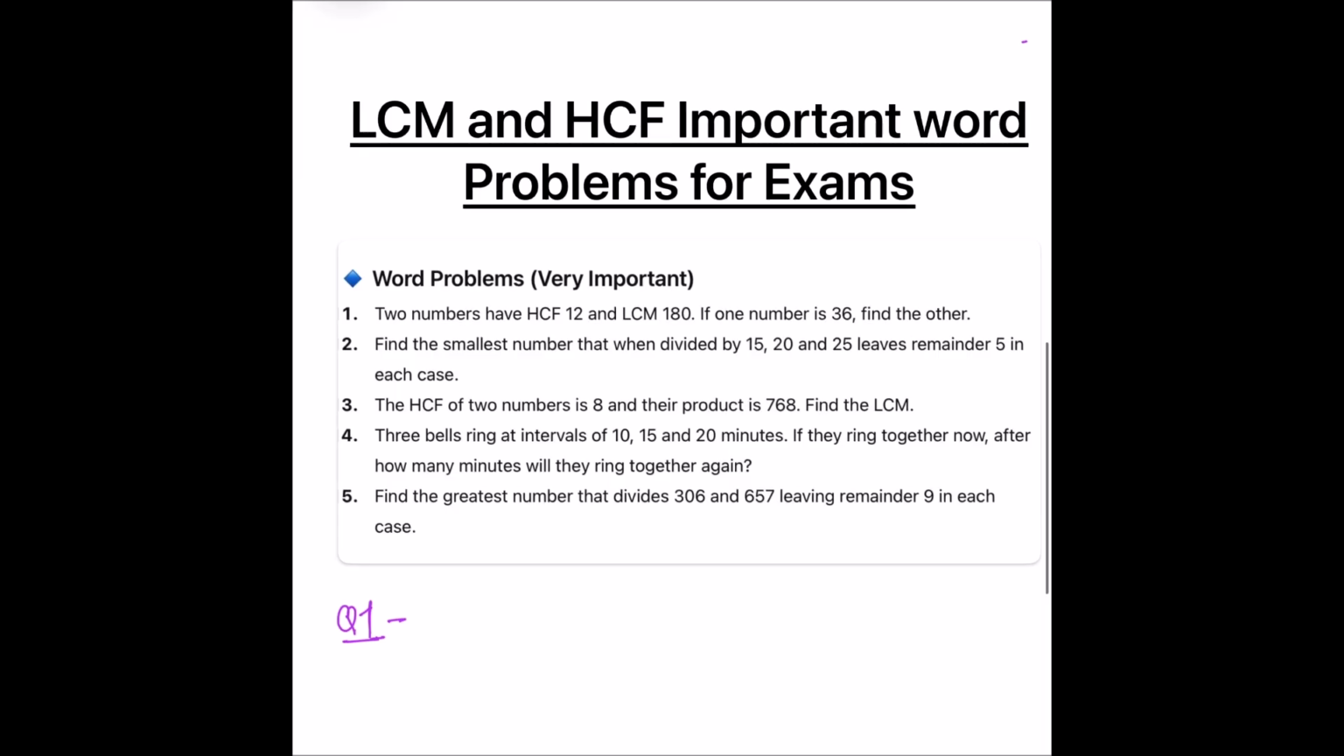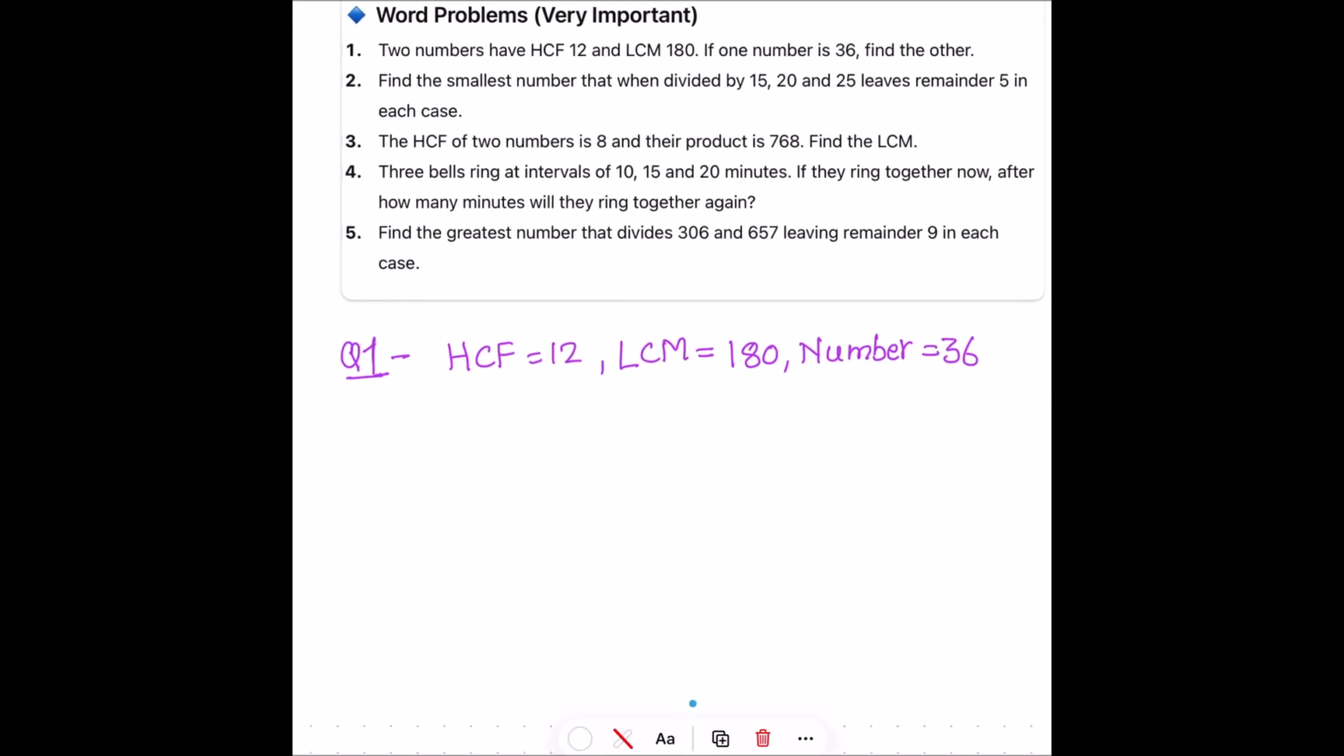So for this we'll first write what is given in the question. Given is HCF is 12, LCM is given as 180 and one of the numbers is 36, and we need to find the other number. For this we are going to use a formula which is LCM times HCF equals product of the numbers.